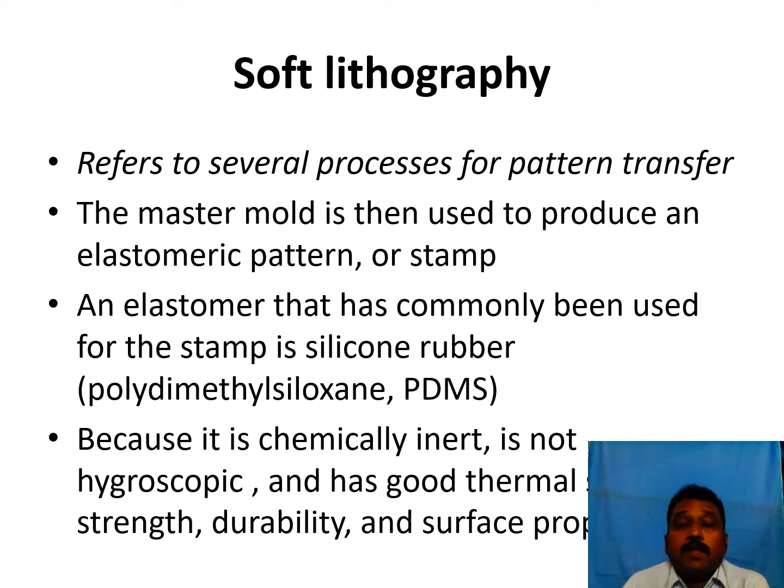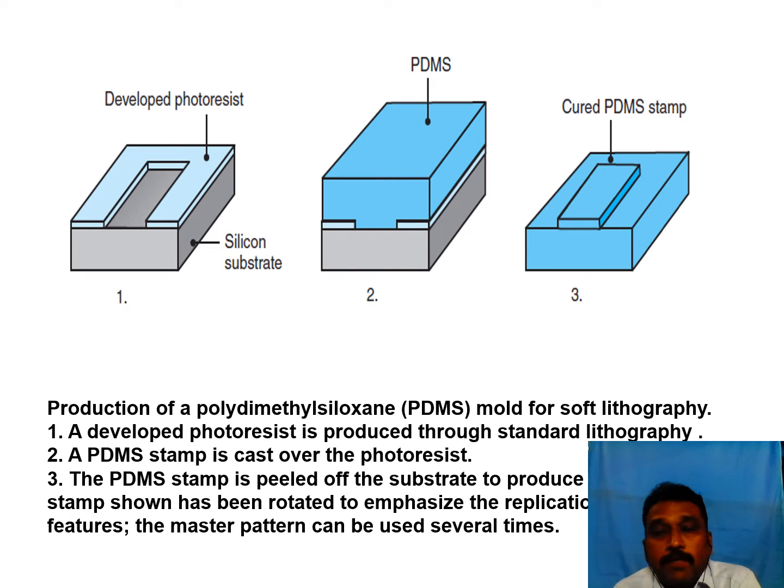And the next one is soft lithography. This is a process for pattern transfer. So how are the patterns transferred? We use a master mold, and an elastomer is commonly used. We use polydimethylsiloxane, that is PDMS. We use that for soft lithography. You can see the PDMS mold for soft lithography.